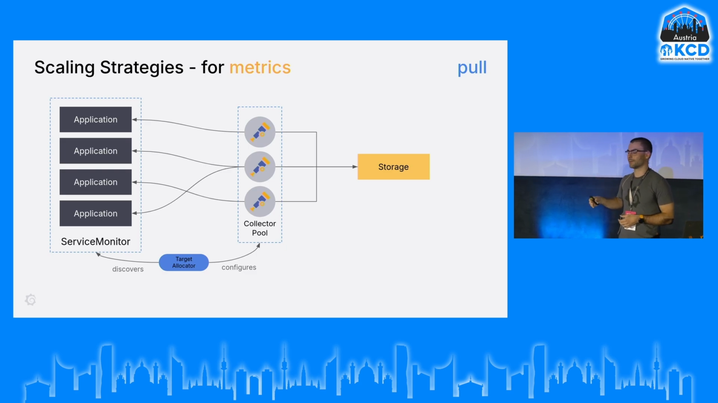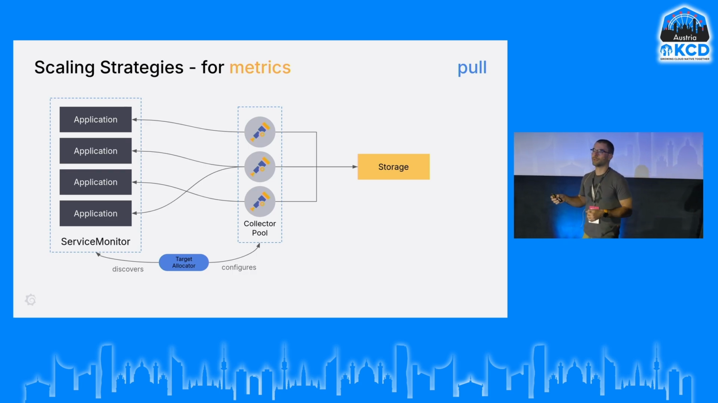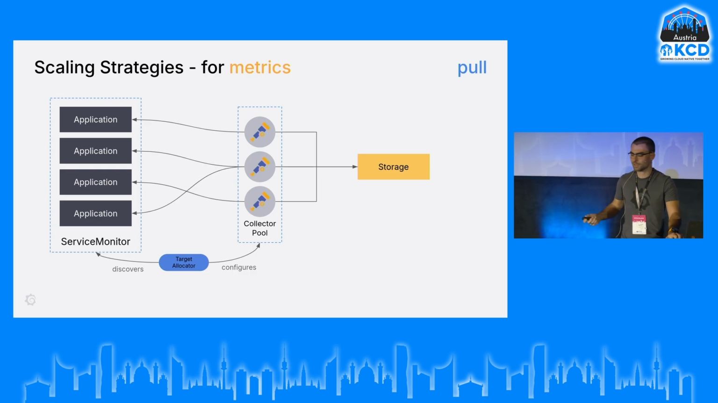So the target allocator is a separate service you need to deploy. It will fetch all instances of your application and then say to the first collector, you monitor this subset, you monitor this subset, you monitor this subset. And based off of that, you can have a more evenly distributed scrape pooling.